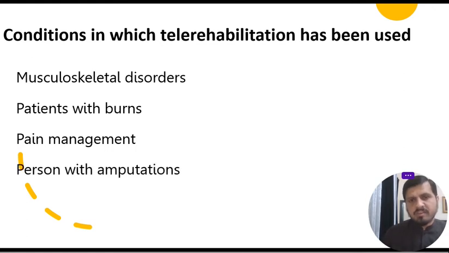It has been used successfully in patients with amputation. Now, patients with amputation require lifelong follow-up and care. And many times, at least in Pakistan and many developing countries, not all of them are able to visit the hospital again and again.